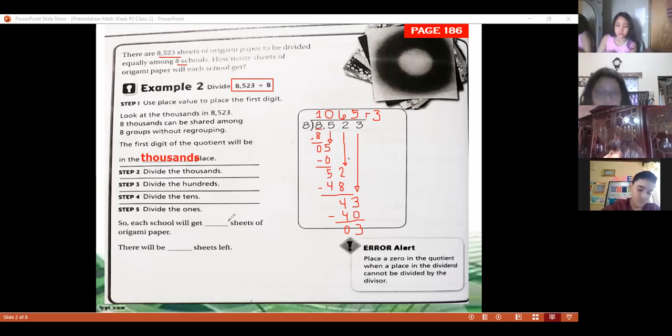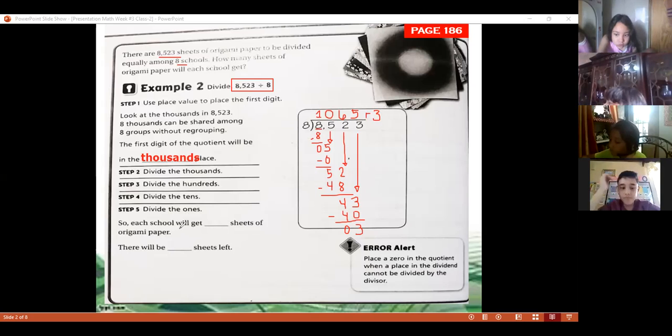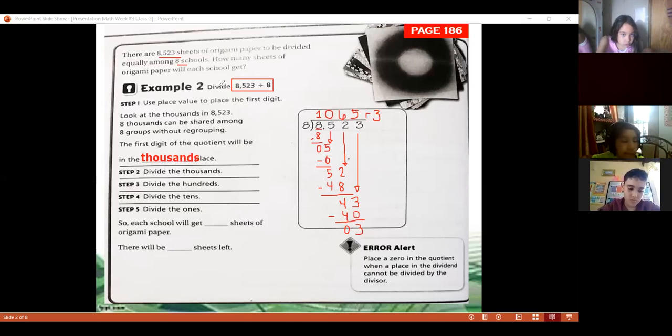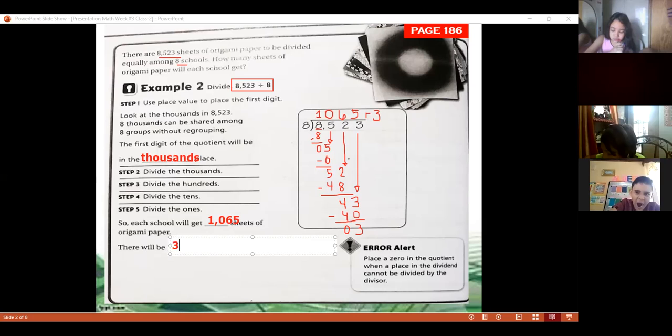Now, each school will get sheets of origami paper. How many, class? What is the answer here? How many sheets of origami paper? 8? No. 1065. That's right. 1065 is the answer. So there will be how many left? 3, right? That is the number. The remainder, yes. 3 sheets left. Excellent.